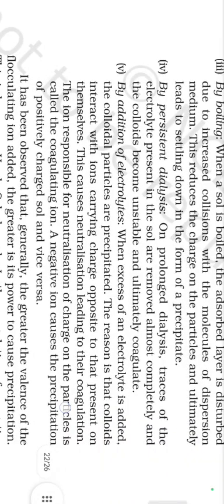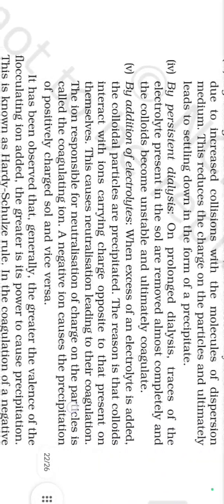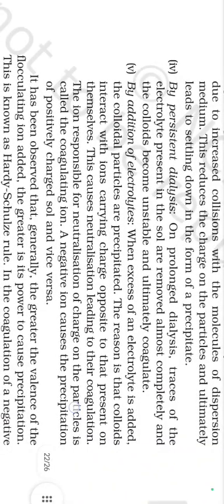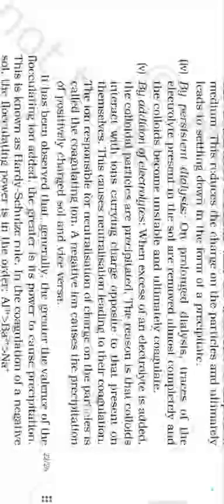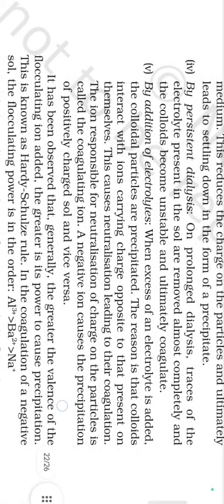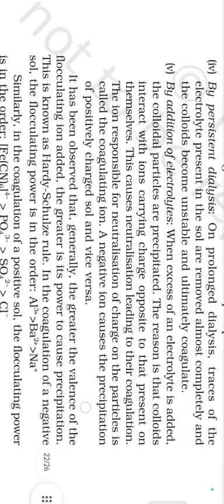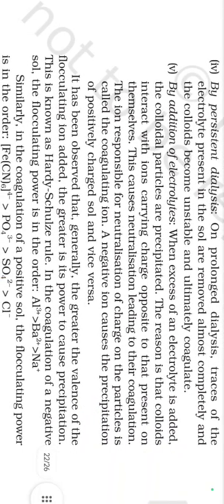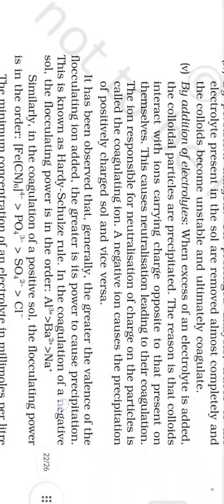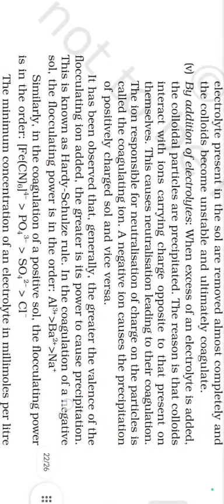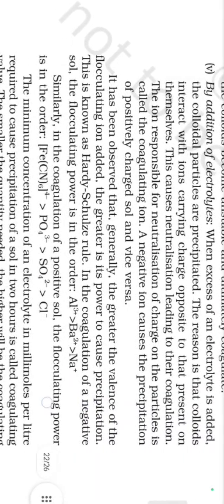Third, by boiling. When a sol is boiled, the adsorbed layer is disturbed due to increased collisions with the molecules of dispersion medium. This reduces the charge on the particles and ultimately leads to settling down in the form of precipitate. Fourth, by persistent dialysis. On prolonged dialysis, traces of the electrolyte present in the sol are removed almost completely and the colloids become unstable and ultimately coagulate. Fifth, by addition of electrolytes.